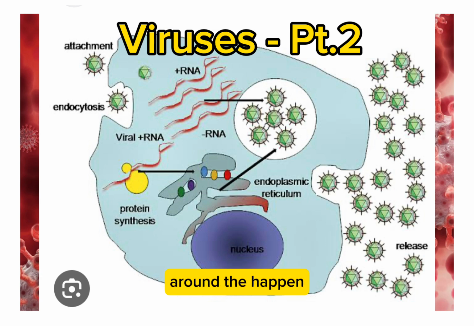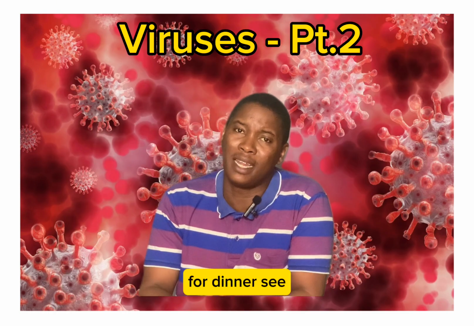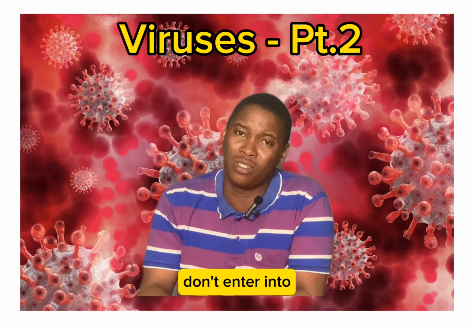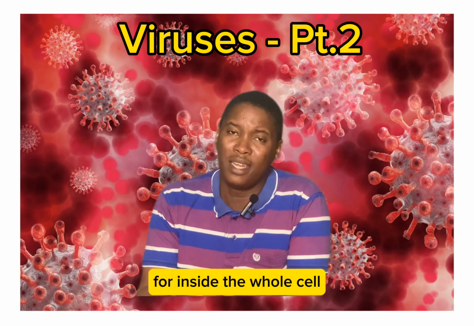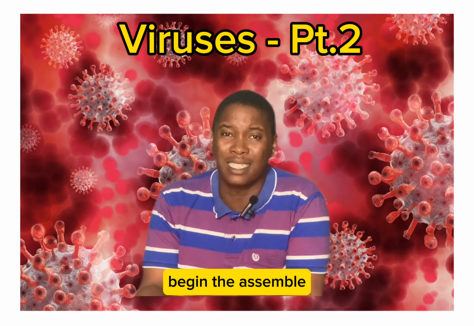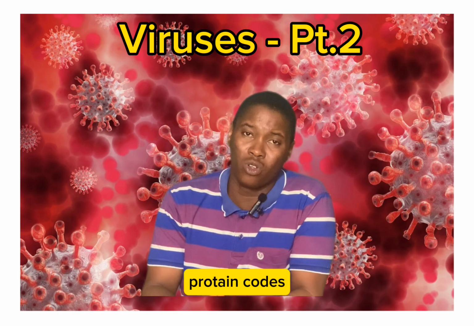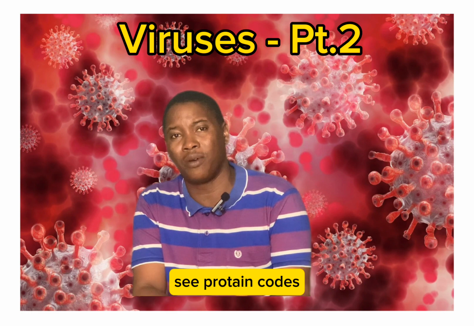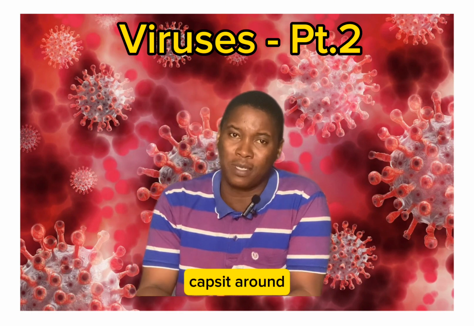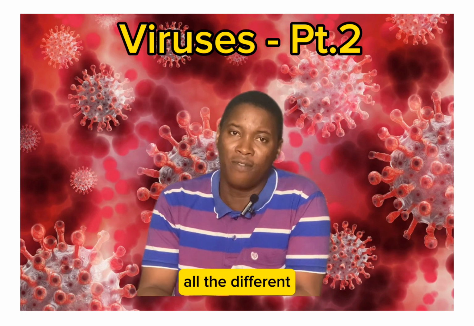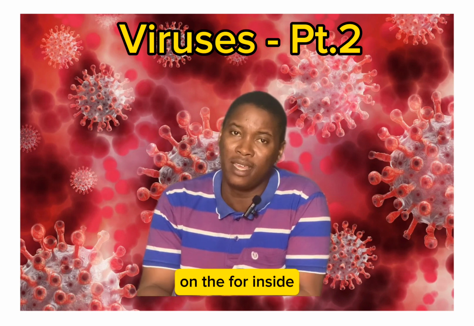Now, as that is happening, we go to the fourth step, and the fourth step is assembly, self-assembly of the virus within the host cell. What will happen there is that, as this virus has entered the host cell, replicated, and become plentiful inside the host cell, the virus will begin to assemble a protein coat. The protein coat, as we said in the first video, is what we call the capsid. It will create that capsid around all the different viral nucleic material that are inside the host cell.